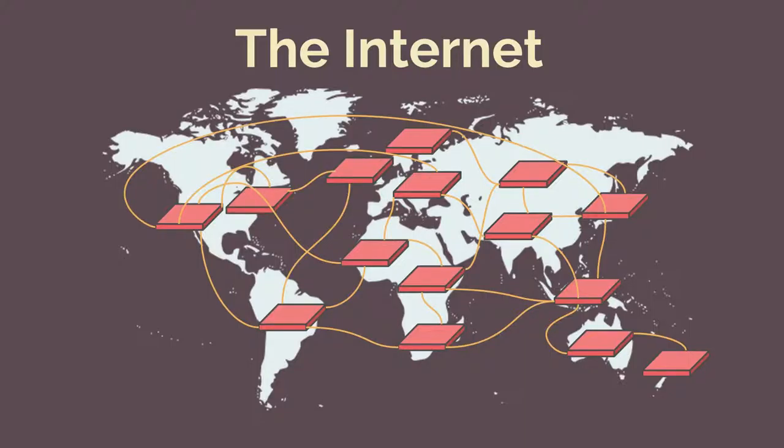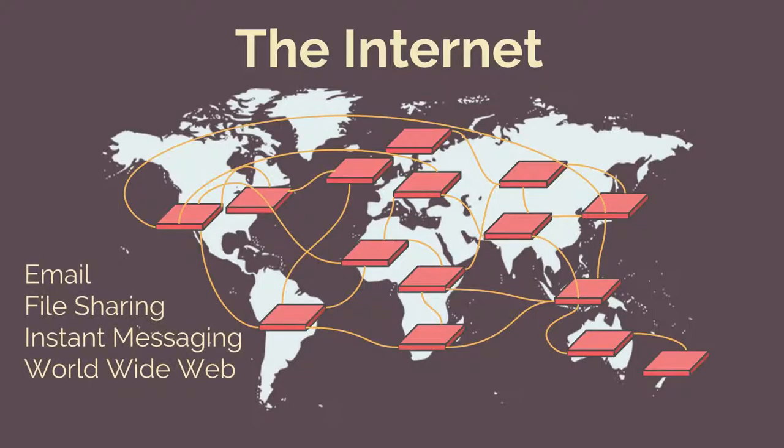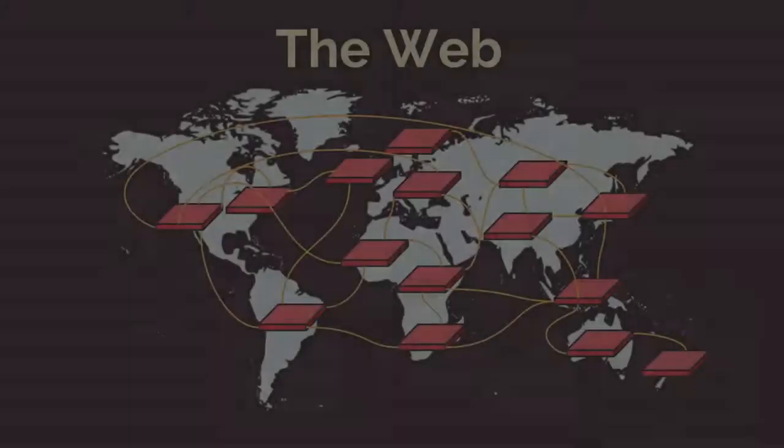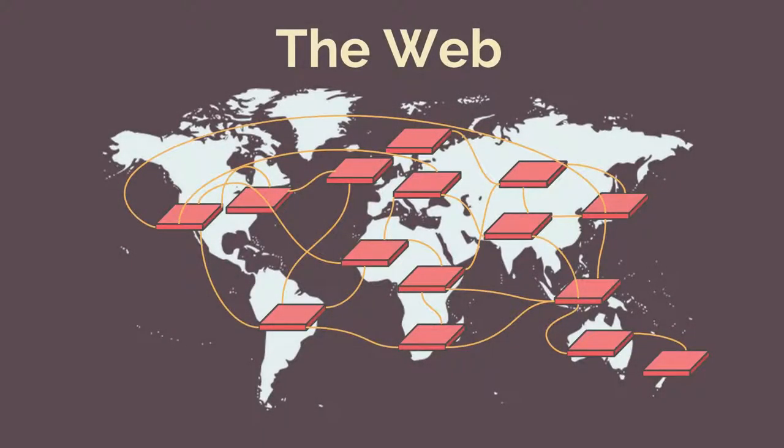And there's lots of services that can run on top of the internet. So these are what are called network services, like email, file sharing, instant messaging, and also the World Wide Web. And in this particular course, the web is the most important, so let's talk a little bit more about it. So we now know that the web and the internet are not the same thing, even though we often use those terms interchangeably.